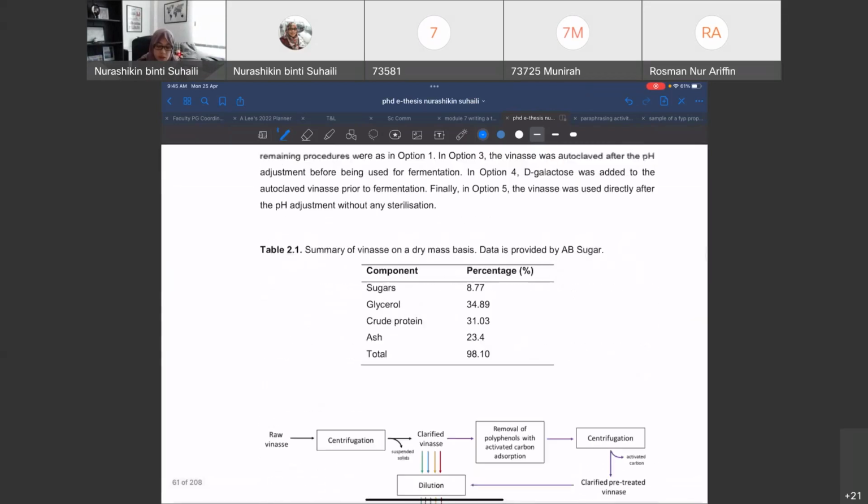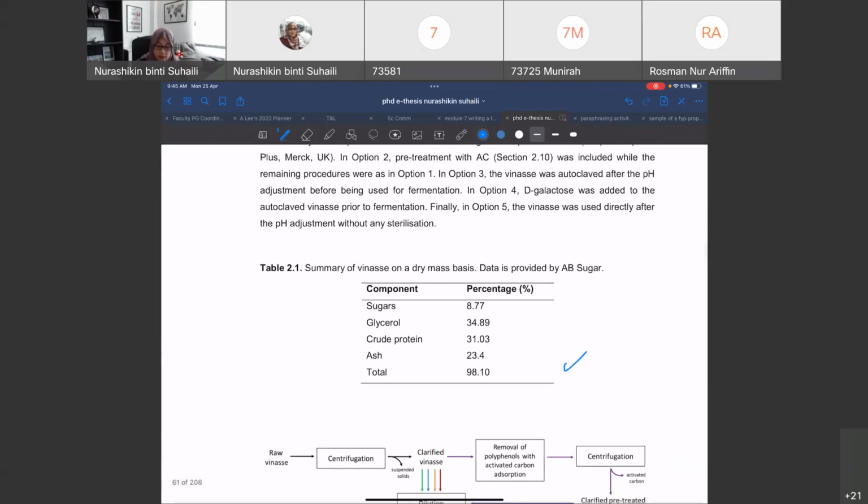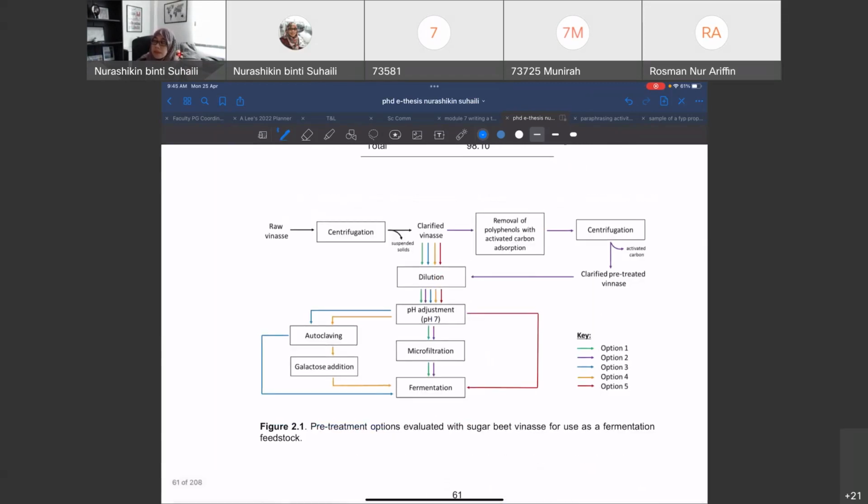So you can also include tables, if you want to make it much clearer what the components of the media are. You can construct your own table. And this next one will be important: the flowchart of your work. You can include this as well. For your oral presentation, you need it because you want to tell people how it looks, the picture of your work in general.